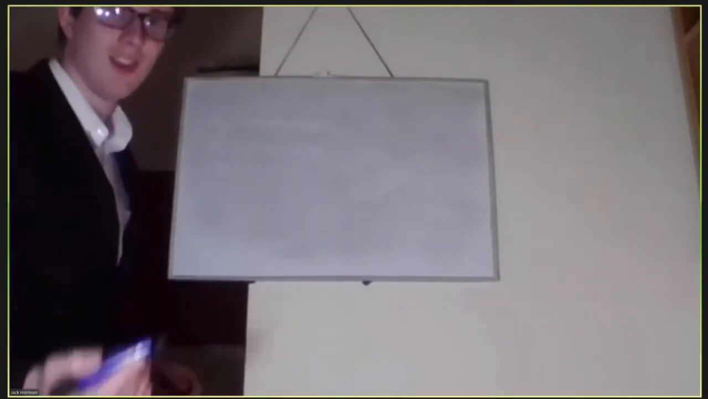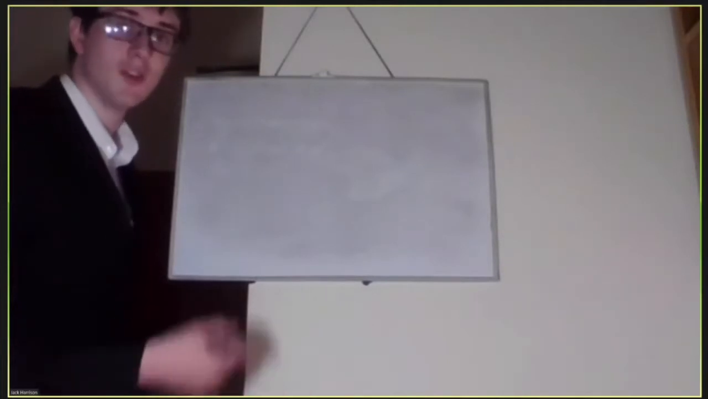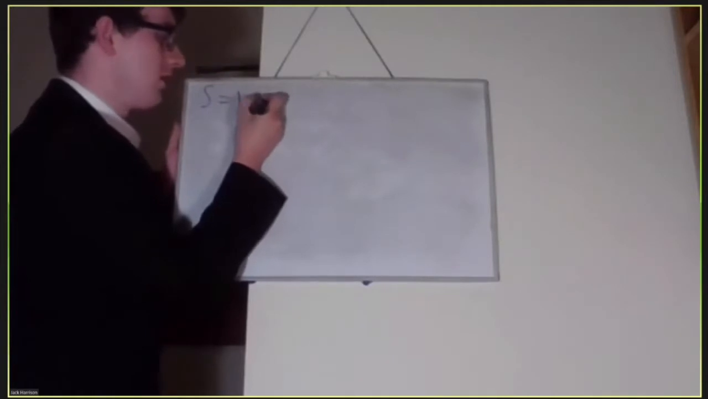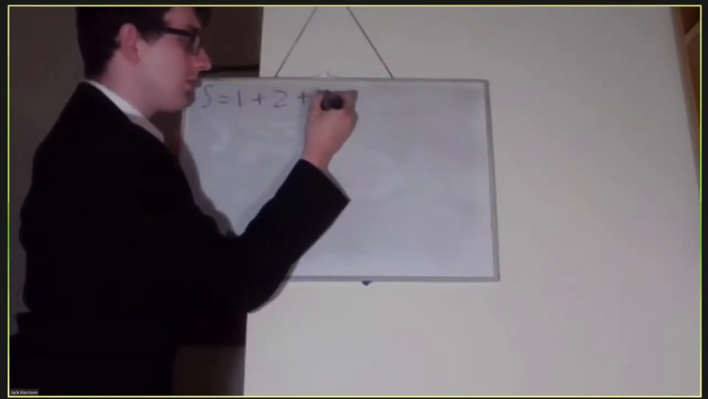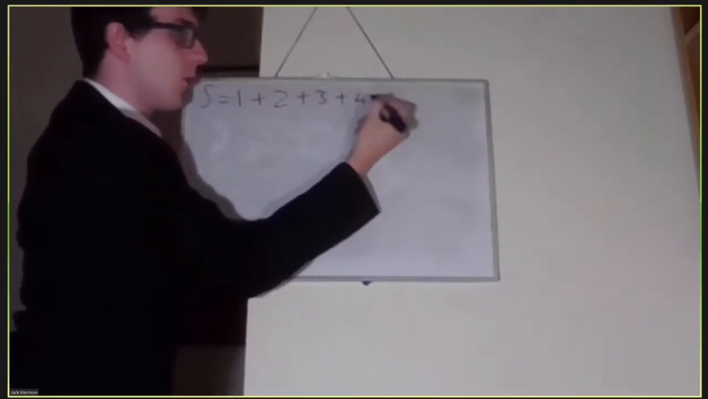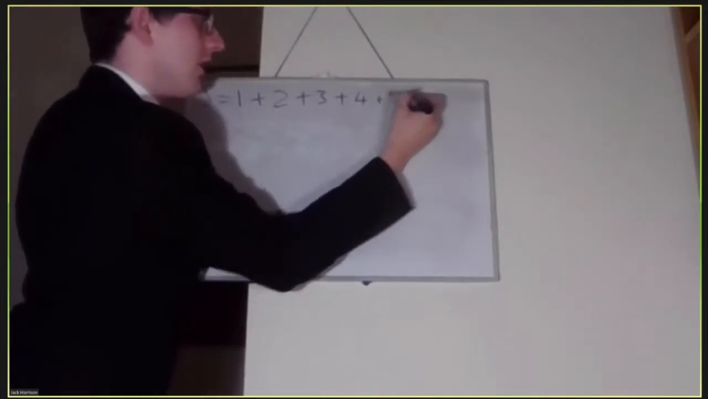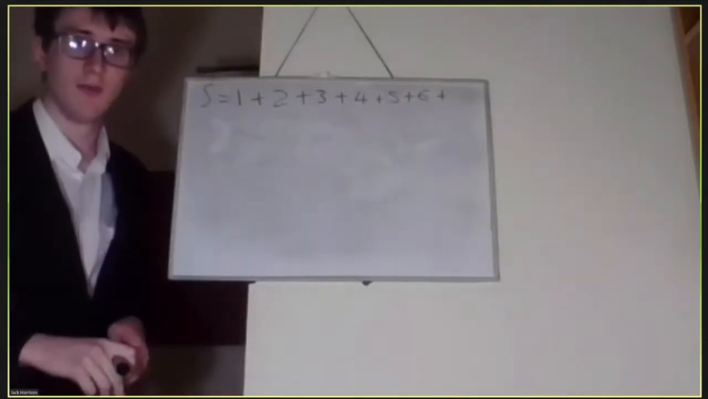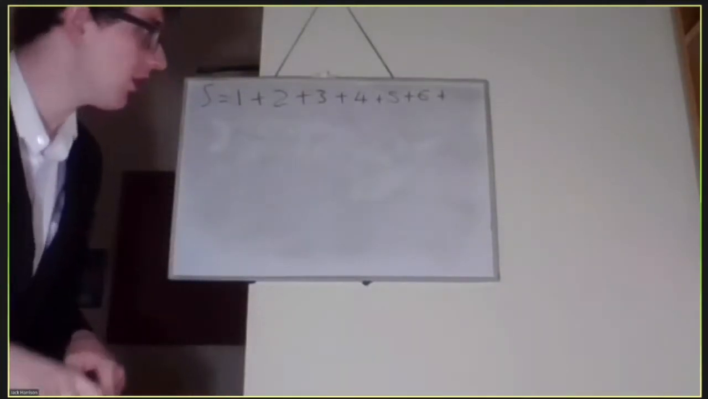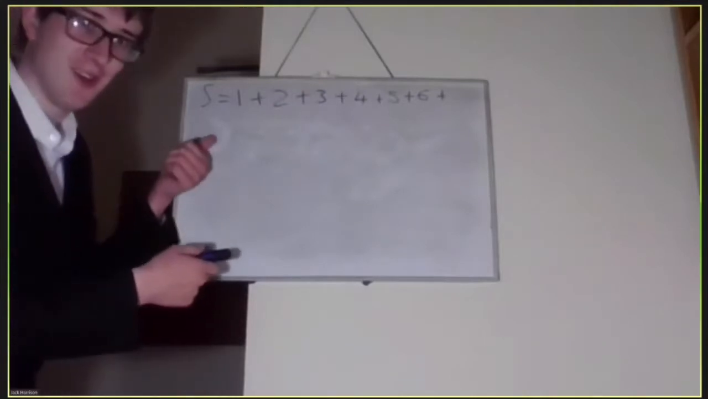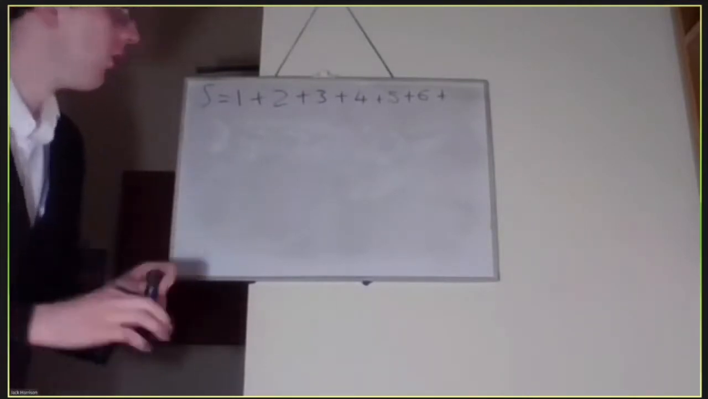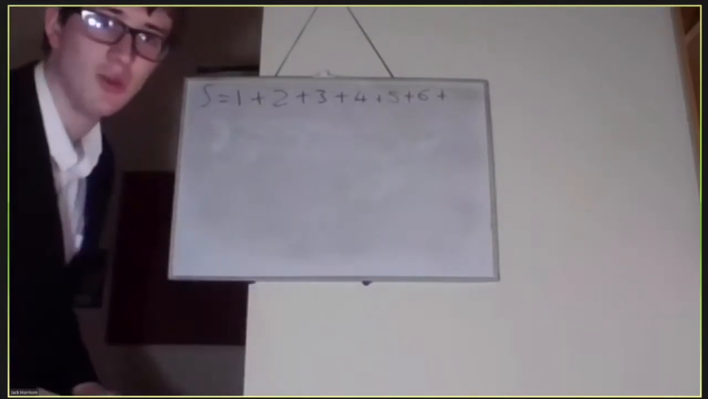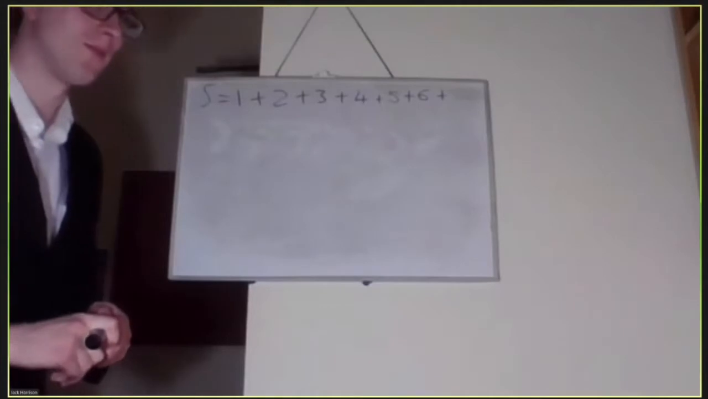So the result I'm going to show you concerns this sequence. We'll call it S, and it's 1 plus 2 plus 3 plus 4 plus 5 plus 6 plus, and so on. Now, my two questions for chat are: one, can you see this okay on the whiteboard? And two, what do you think this is going to work out as? If we evaluate this sequence, what do you think it's going to be?